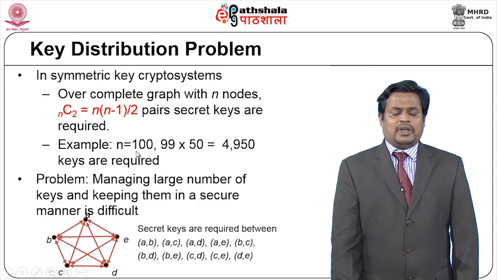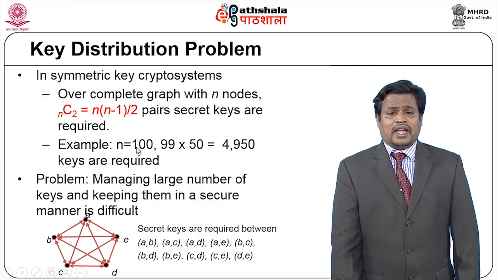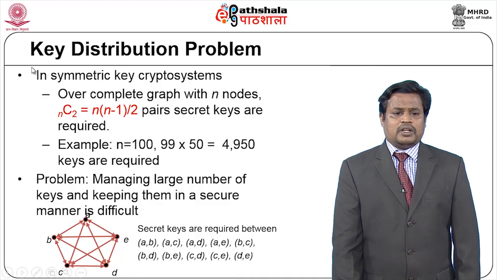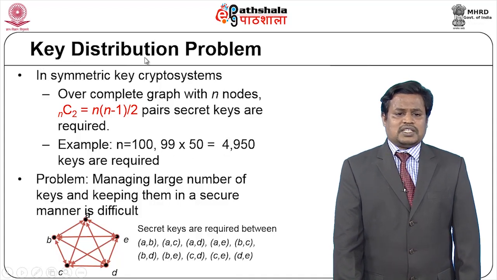Let us take an example. In the case of n equal to 100, 99 into 50, that is 4950 keys are required. Then imagine if it is the entire set of people who want to communicate over the server or with a particular other person, then it becomes a very big value. It is also not practically possible to share the particular keys. So that is what we are suggesting as the key distribution.